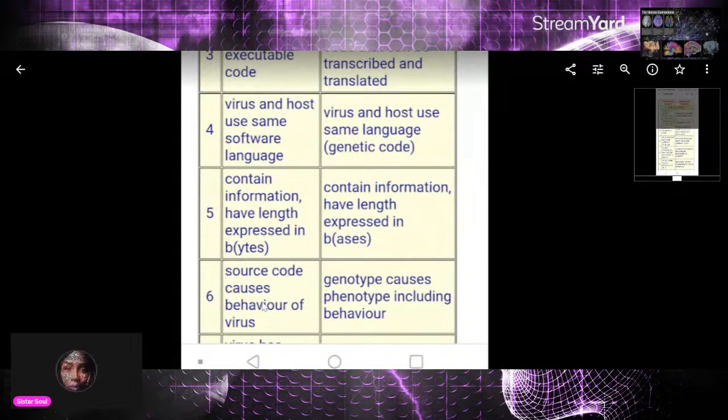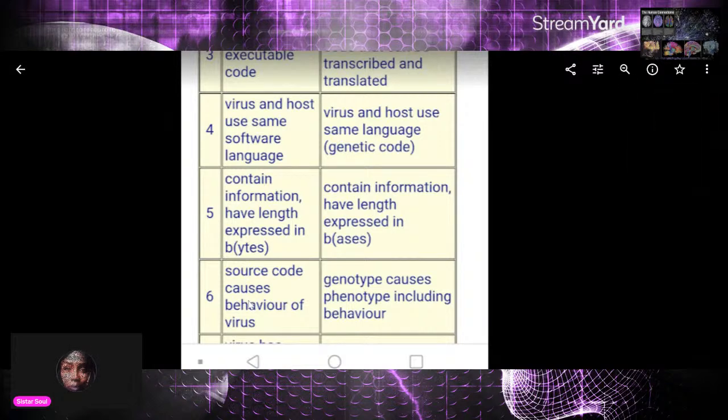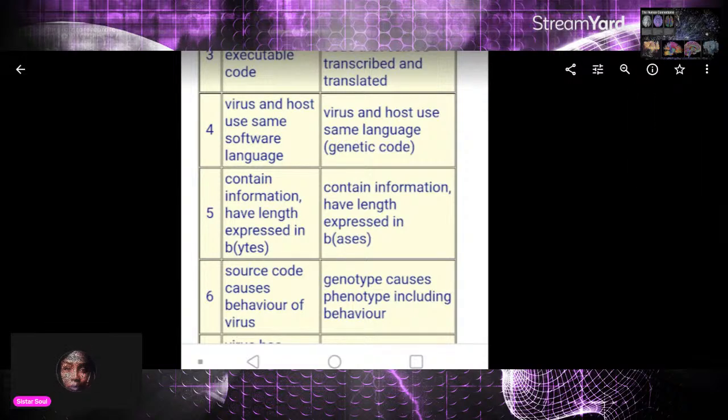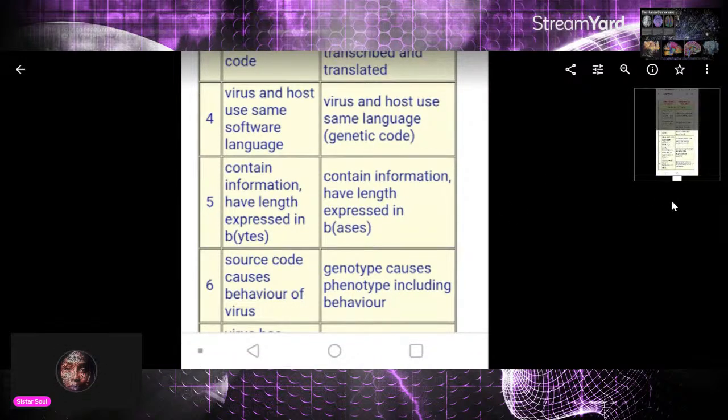Source code for a computer causes the behavior of the virus. Whatever is input causes the behavior of the virus. With you, the genotype of a source or an infection, biological and so on, causes the phenotype, including behavior of the person. If you're ill, if you're sick, it can cause mental issues, the way that a person does certain things, and so on.